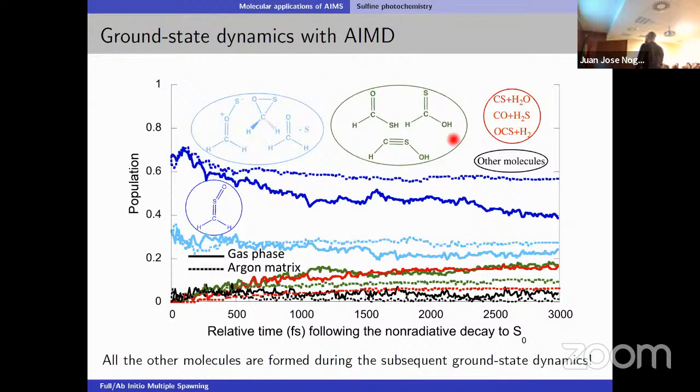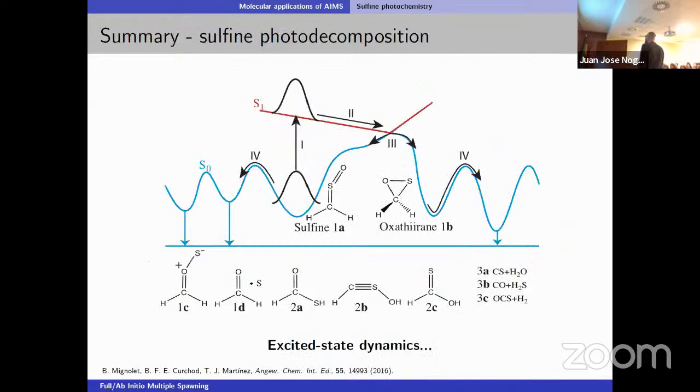We did the simulation with and without the argon matrix, just to be sure. But basically what we observe is that after 3 picoseconds, all the molecules that were in the paper are there. They are just formed on the ground state, which is kind of cool for a photoproduct, right? So the picture can be quite simple. You have the sulfine. You pump energy into the molecule. It goes back to the ground state, forming oxathiirane and sulfine, but on steroids, right? And this might be enough to actually form all the other molecules that we observe in the paper.